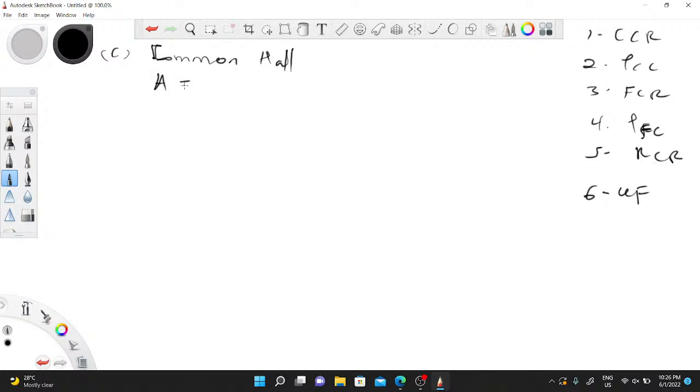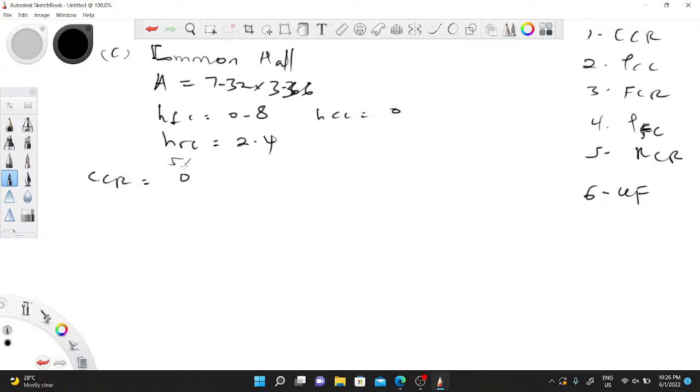So you read the area of the common hall. Area of the common hall is given by 7.32 by 3.36. Then we're given our floor cavity for this to be 0.8. We find our room cavity to be 2.4, and we say our ceiling cavity is 0. Okay, so our CCR is 5 times HCC. HCC is 0, so it goes to 0. Which implies that from the table, our rho CC will be equal to 80%.